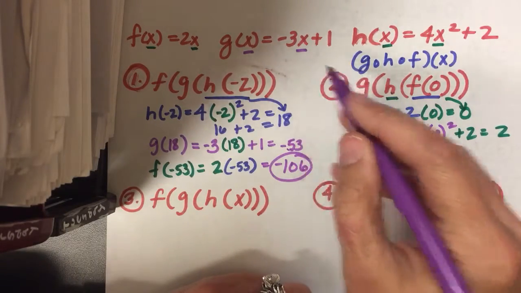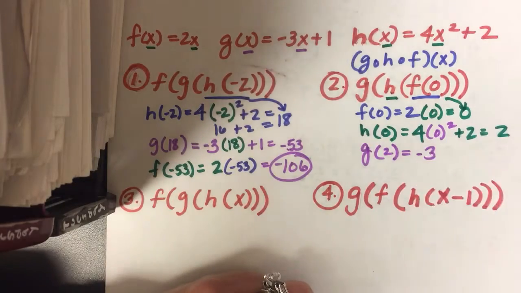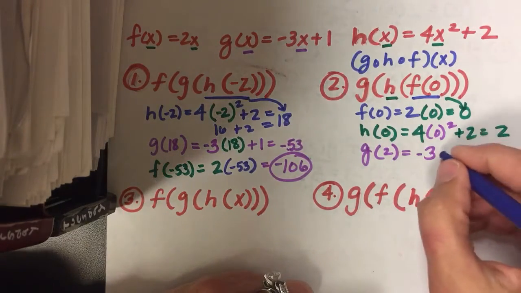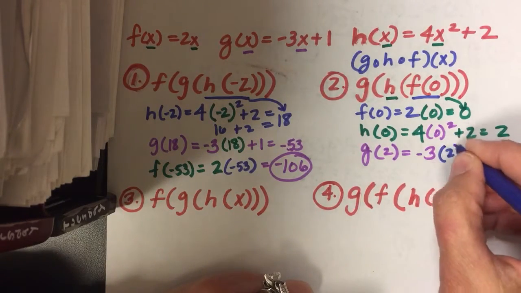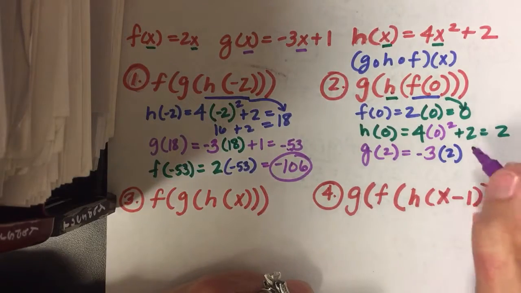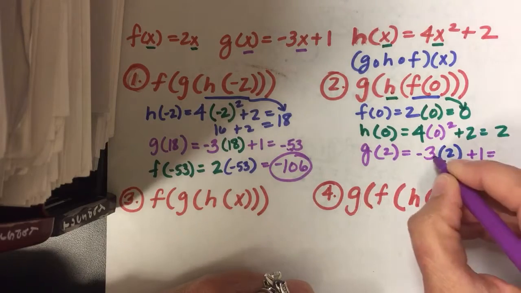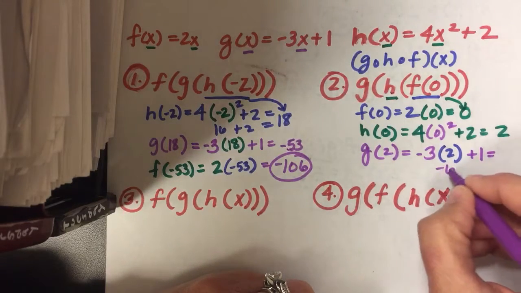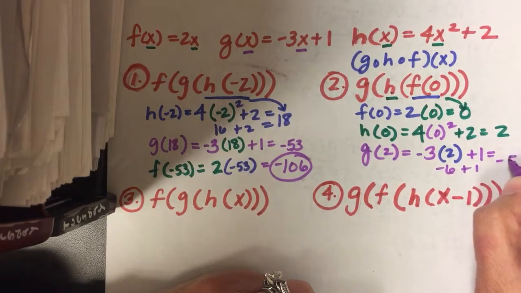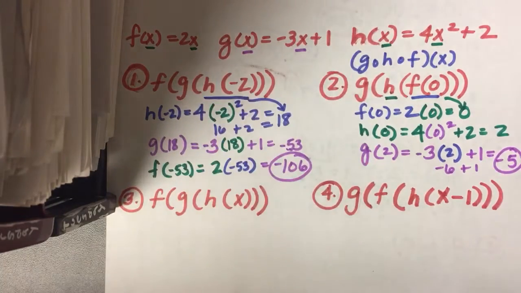G is negative 3x plus 1, so it's going to be negative 3, and my x value is going to be 2, plus 1. Negative 3 times 2 is negative 6. Negative 6 plus 1 is negative 5, and that is your final answer.